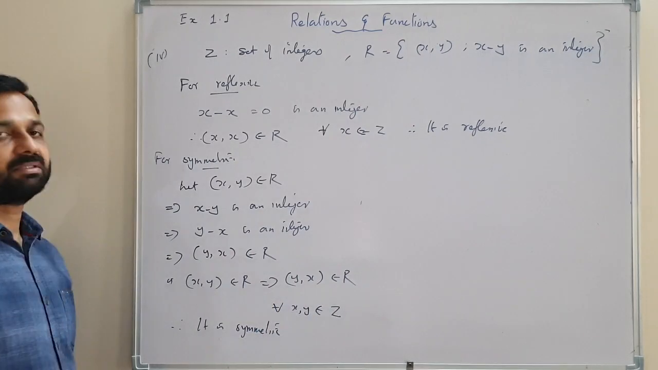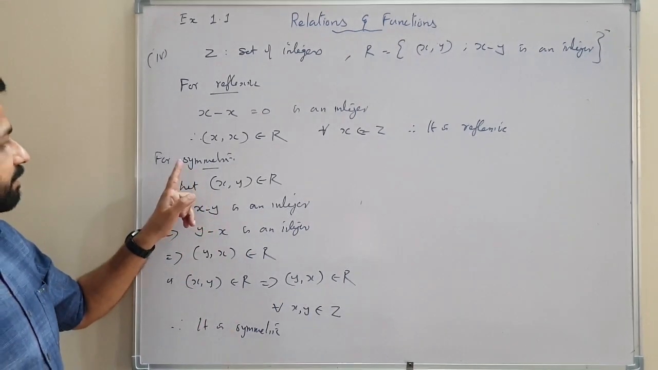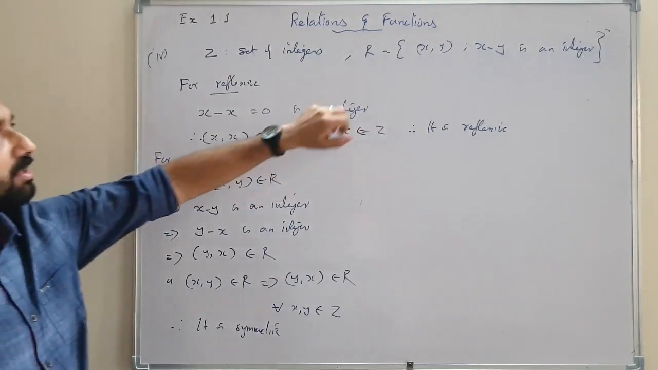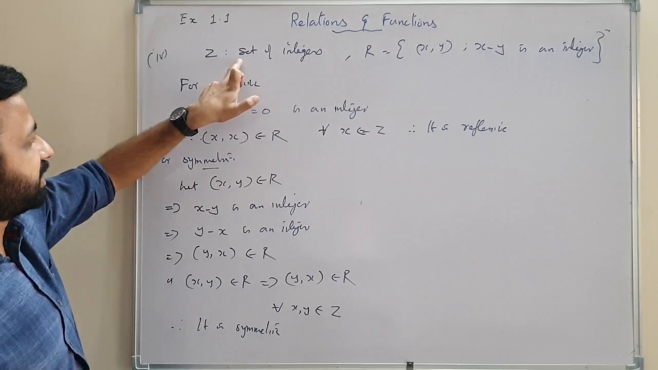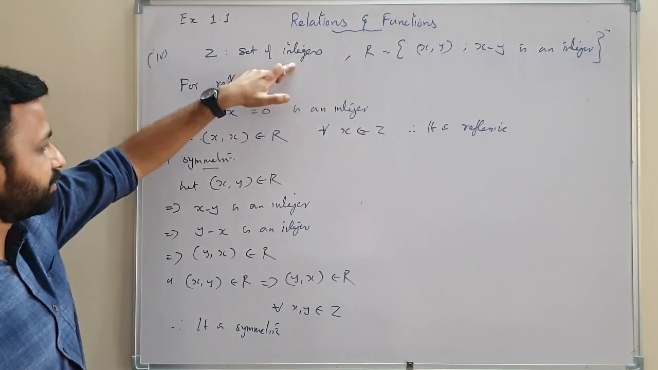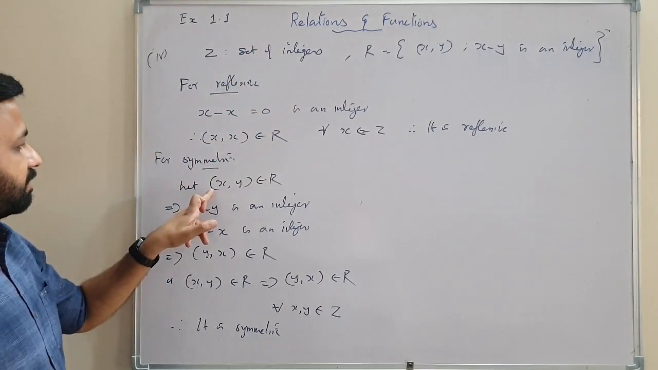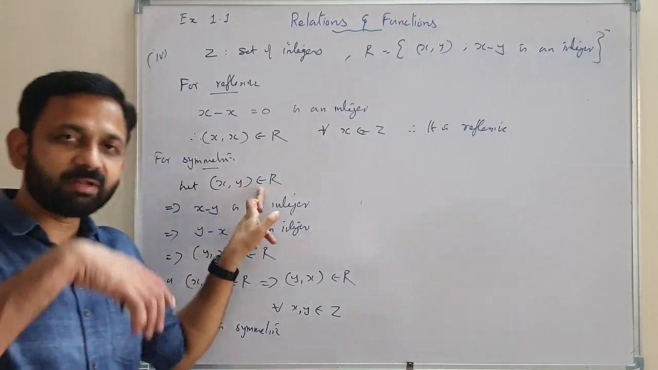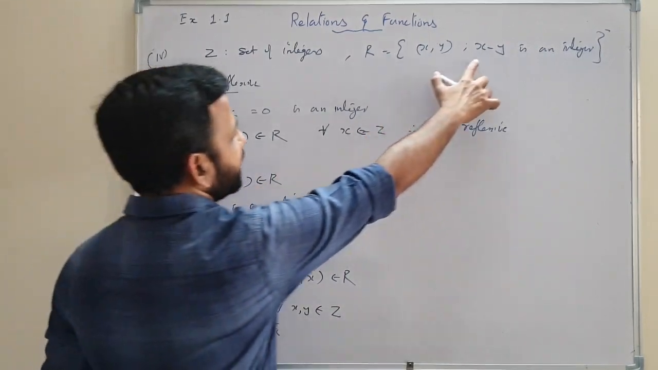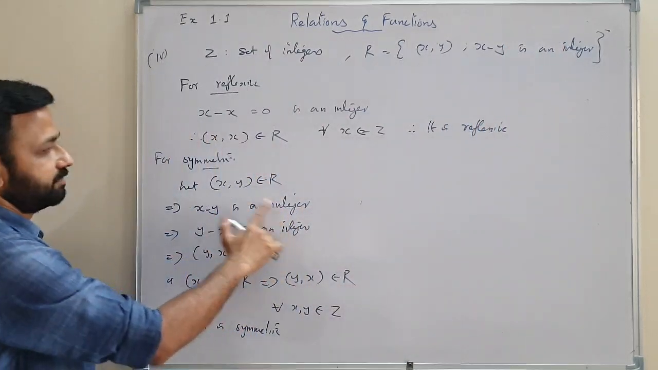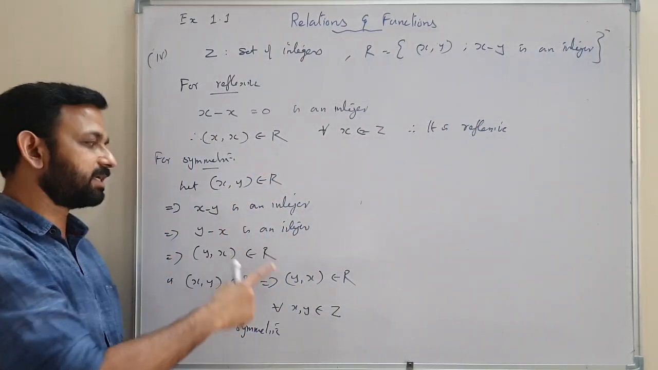It is symmetric. Once again, we have to check whether it is symmetric or not. Let x and y be two integers. Assume that the ordered pair (x, y) belongs to R. If (x, y) belongs to R, then x minus y is an integer. Integer minus integer is another integer.